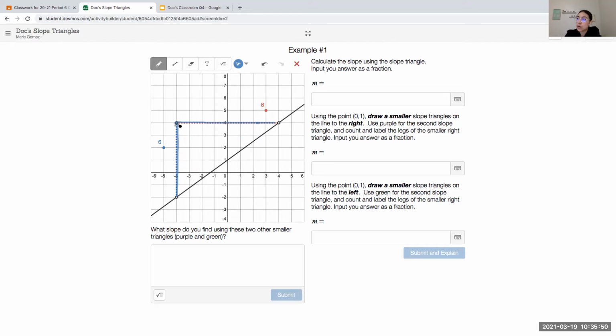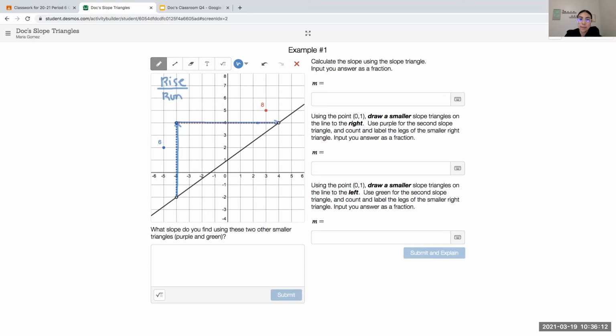Okay, so I want you guys to take a look at your rise here. How many units are we going up? And how many units are we going to the right? And write in that slope here as a fraction. You must be in the habit already of thinking of slope as rise on the top. The number that is our rise goes above, and the number that is our run goes in the bottom.